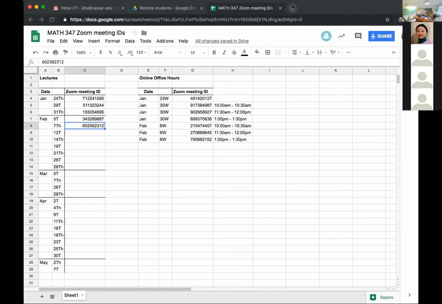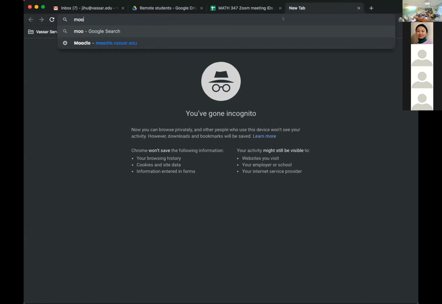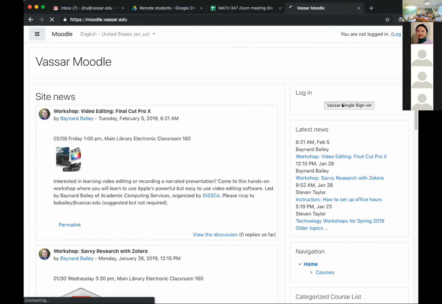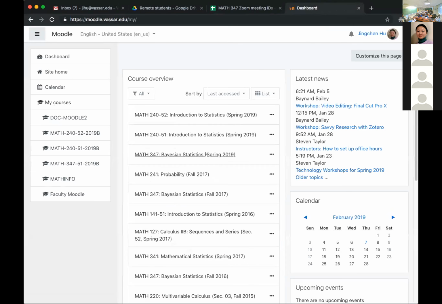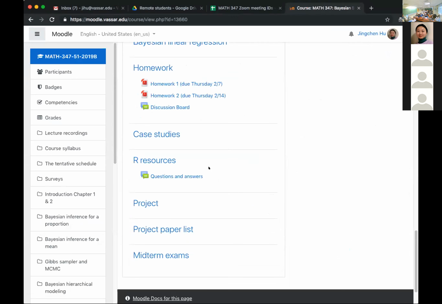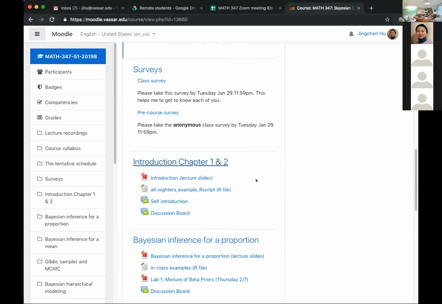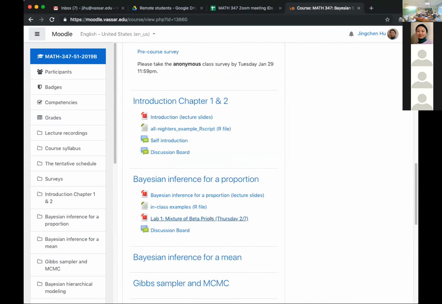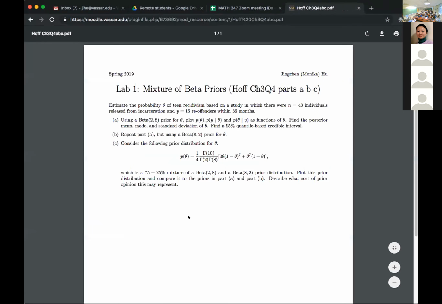All right, so let me get on my Moodle. It's on Moodle for everyone, the instructions. It's in the section of Bayesian inference for proportion, and it's lab 1, so if you click that, you'll see an instruction. Okay, so this is actually a question from the textbook. I just picked a few parts of the question, not the entire question. And you can read it through now.